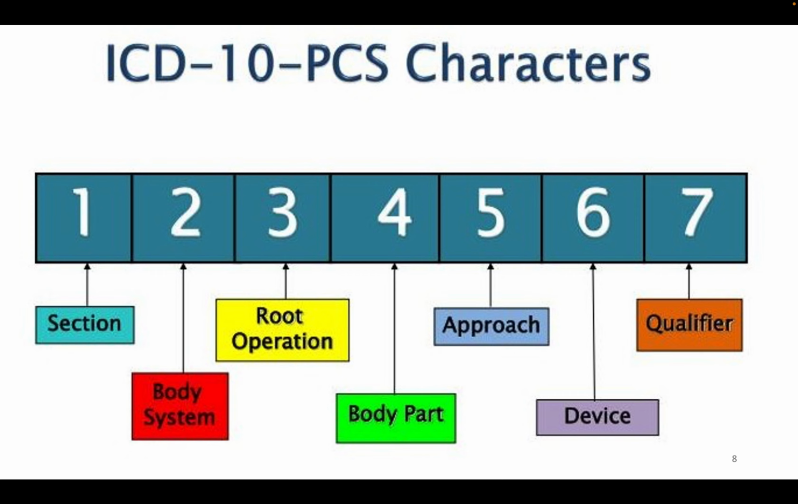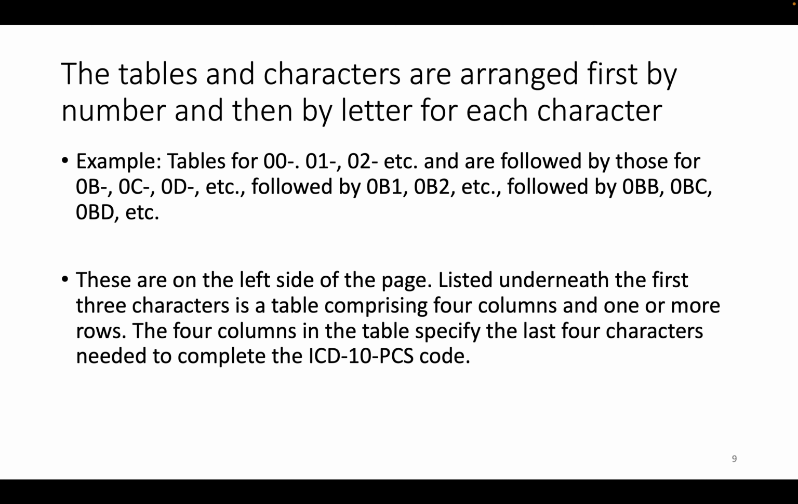Codes are built from left to right. So you start with the 1 and you go to the right. The tables and characters are arranged first by number and then by letter for each character. So you could have 0, 0, 0, 1, 0, 2, etc. Or sometimes you might have 0B, 0C, 0D, or 0B1, 0B2, or 0BB, 0BC, 0BD. These are on the left side of the page.